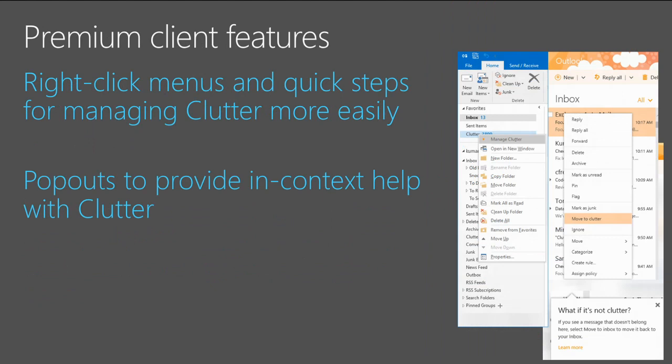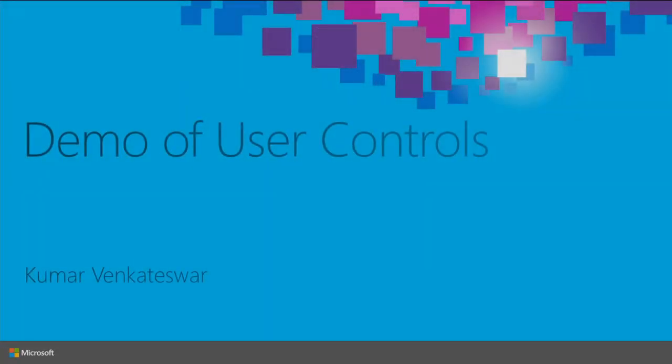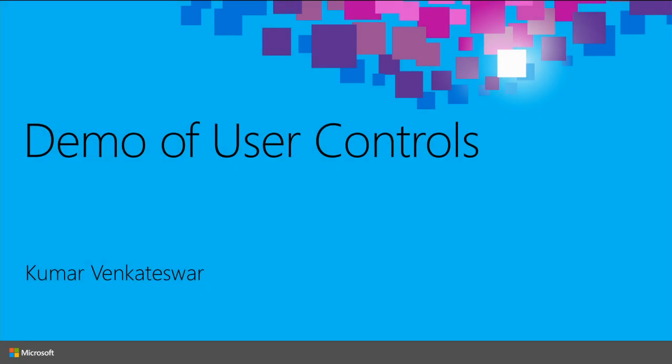Of course, with premium clients, we have the ability to do premium features and basically make the experience the way that we want it to be. We have right-click menus. We have the option of pop-outs, so you can see "What if it's not Clutter," and we have these little snippets of information that tell the user how to interact with the feature and so on. And that's true of both Outlook 2016 as well as Outlook on the web. So let me go ahead and demo what this looks like.